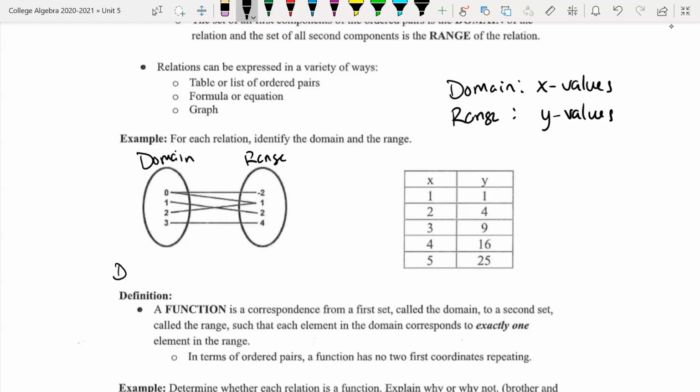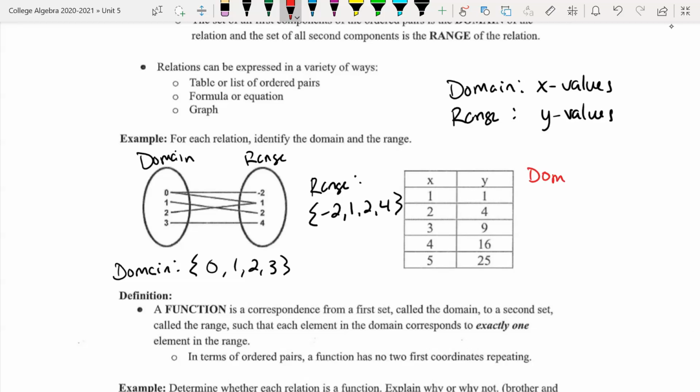So when you list it, you would say domain, say 0, 1, 2, 3. That's your set. And the same thing with range. My set would be -2, 1, 2, 4. All right? Sometimes they'll give you a table like this. However, this one, they tell you what the x values are, aka your domain. So that's 1, 2, 3, 4, 5. And your range is 1, 4, 9, 16, and 25. All right? So that's just a nice review of domain and range. Domain is the x, range is the y. You need to know that.